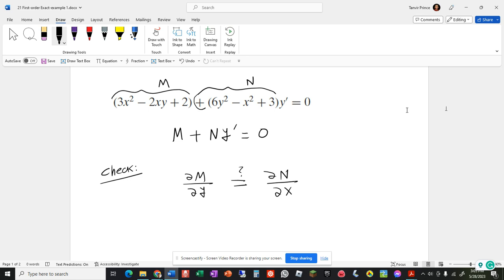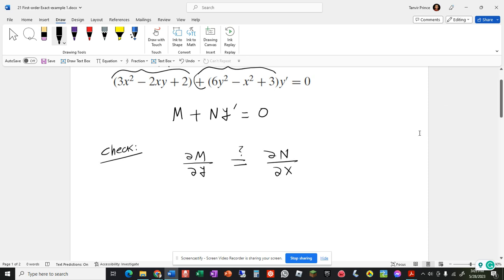Let's actually write that down below. So in this example, M is 3x squared minus 2xy plus 2. And the N is 6y squared minus x squared plus 3.